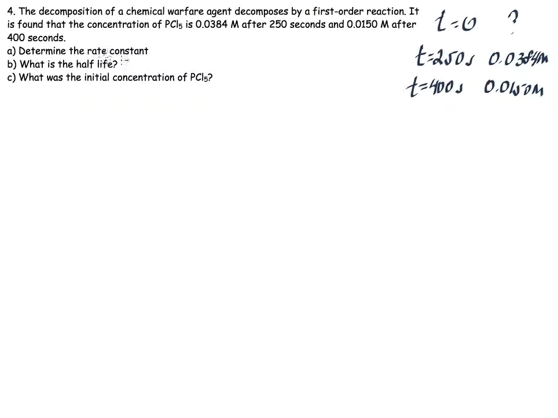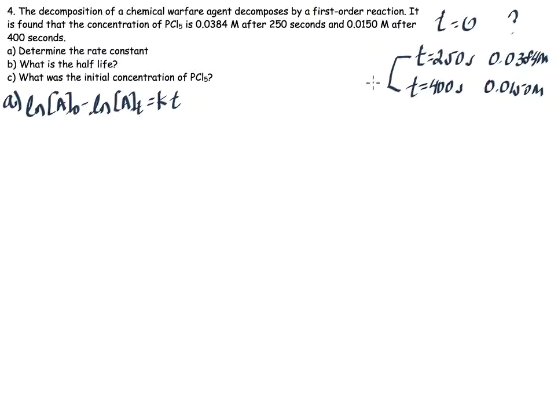So for part A, we want to determine the rate constant. And so what you want to do is use the integrated rate equation, which has this form: natural log of initial amount minus natural log of final amount is equal to K times time. And so we want the rate constant. So obviously we don't know the concentration up here, so we want to use these two data. And so the time difference between these we'll figure out, and we'll plug these in, okay?